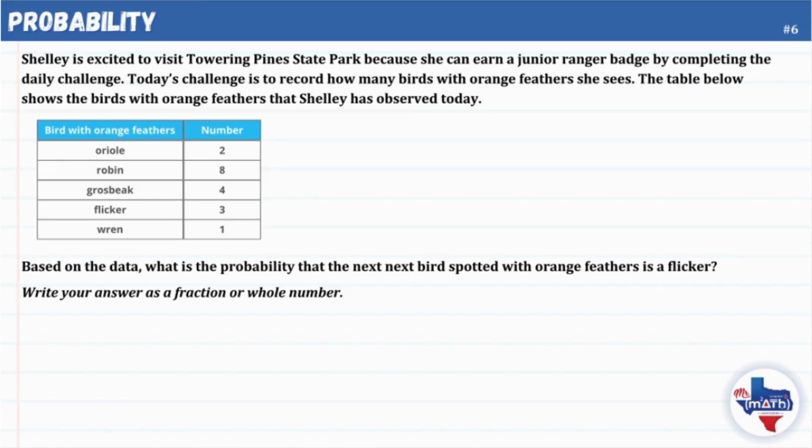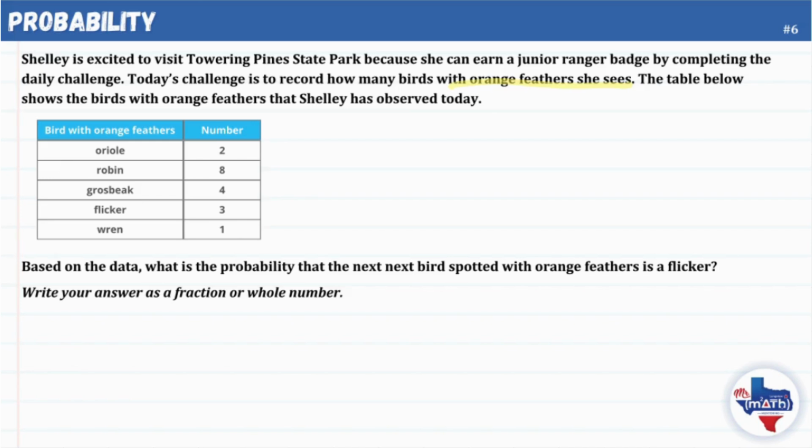Today's topic is probability. Shelley is excited to visit Towering Pines State Park because she can earn a Junior Ranger badge by completing the daily challenge. Today's challenge is to record how many birds with orange feathers she sees. The table below shows the birds with orange feathers that Shelley has observed today.